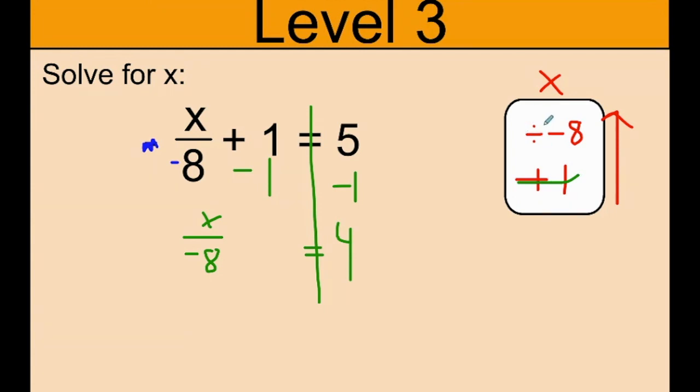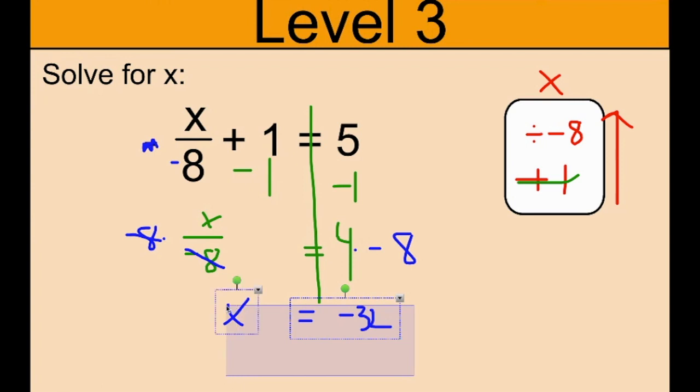The opposite operation of divide is to multiply. So now I'm going to multiply both sides by -8, multiply by -8, and cancel those out. And we're left with x equals, this should be -32. All right, we already talked about how to check our answers.